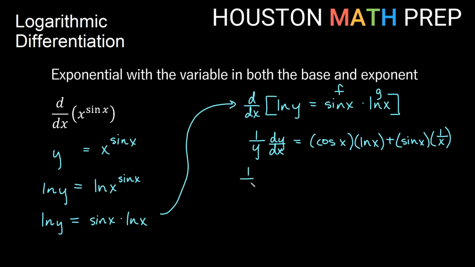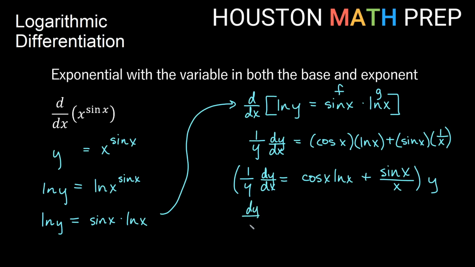So we'll go ahead and say 1 over y dy dx is equal to, let's call this cosine x ln x, plus here maybe if I write this as sine of x over x, we could do that. And now remember what we need to do is get rid of the 1 over y, so we'll multiply both sides by y and get rid of 1 over y there. So we'll get dy dx is then equal to cosine x ln x plus sine x over x. And let's go ahead and replace our y. So y was x to the sine x, so we'll go ahead and say times x to the sine x.